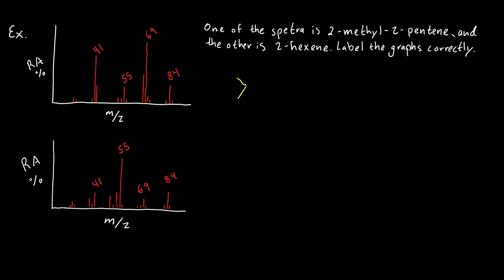So 2-methyl-2-pentene looks like this, and 2-hexene is a hexane with an alkene on the second carbon. Looking at the spectra, the major difference we see is that they both have masses of 84, so that's the same, but the peaks for 69 and 55 are different. On the top graph, the 55 peak is smaller and the 69 is larger, while it's switched on the other.